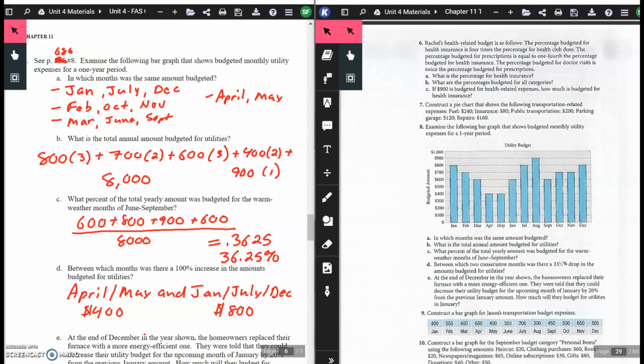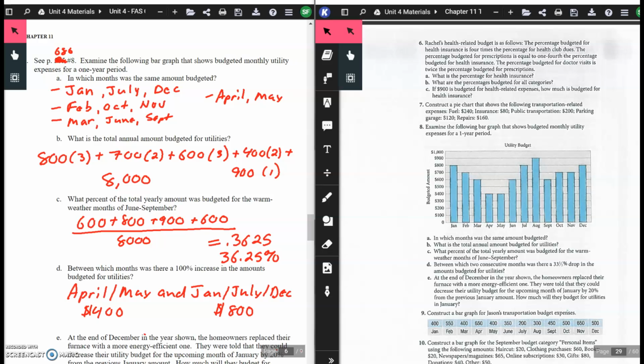So you have to look, where are the bars the same height? For example, you have January at 800, July at 800, and December at 800. You have February at 700, October and November also at 700. You have March at 600, June at 600, and September at 600. April and May are at 400. That's where all the matching heights of the bars come into play.